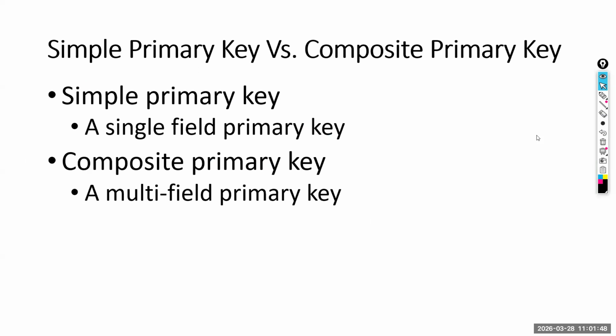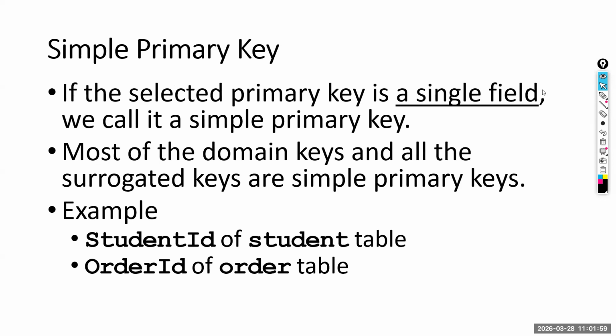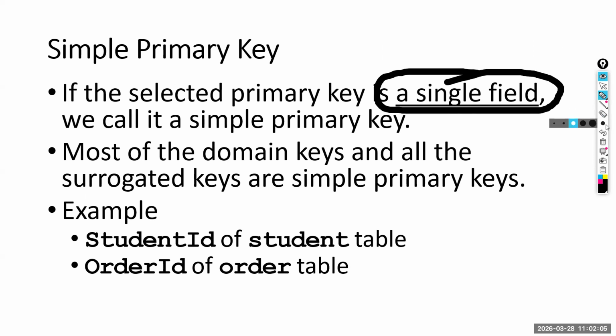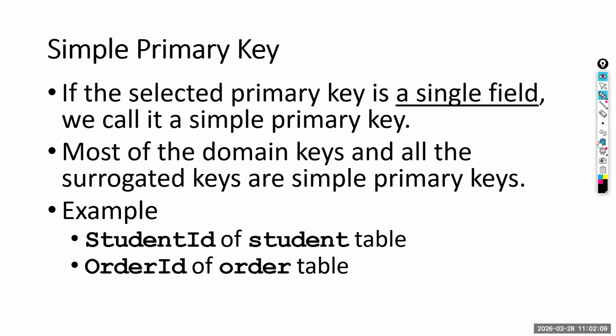Right. So let's classify your primary keys. The first classification is simple primary key versus composite primary key. That is a very simple classification. If your primary key contains only one field, a single field, like student number, patient ID, then it's a single or simple primary key, or atomic primary key.